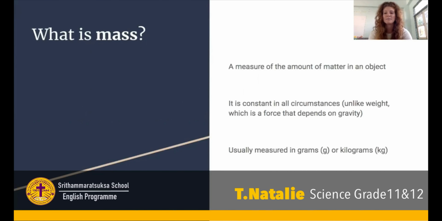So, what is mass? Mass is the amount of matter in an object. Unlike weight, which is dependent on gravity, mass will always be constant. And we will measure it in grams, or G.